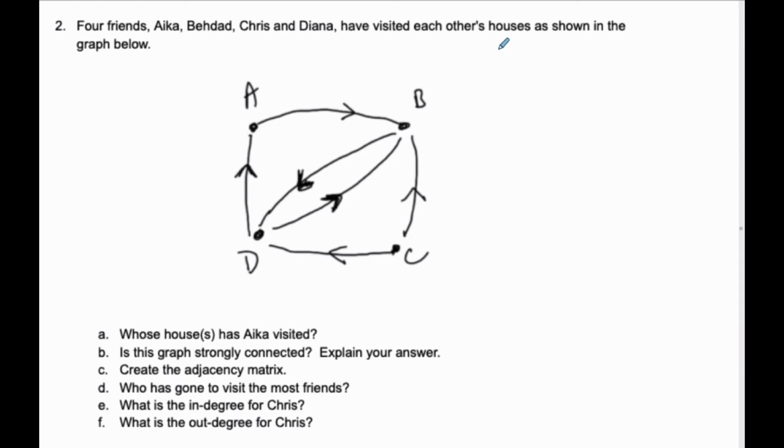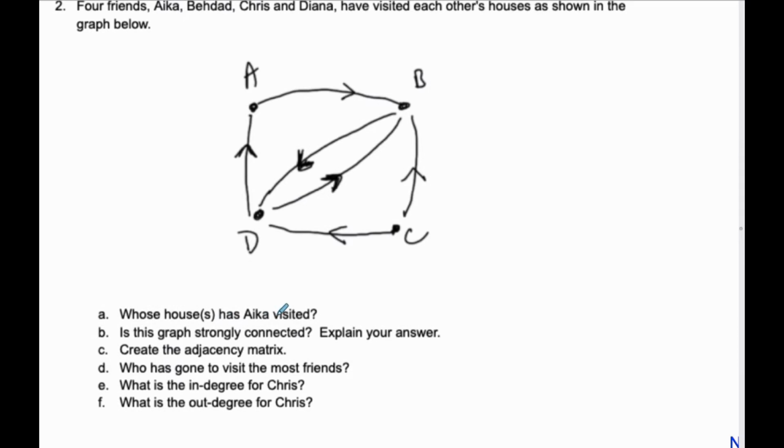Okay, another example of graph theory to get us used to the definitions. We have four friends, Ika, Bedad, Chris, and Diana. They have visited each other's houses as shown in the graph below. And so we have Ika, Bedad, Chris, and Diana. Whose house or houses has Ika visited?